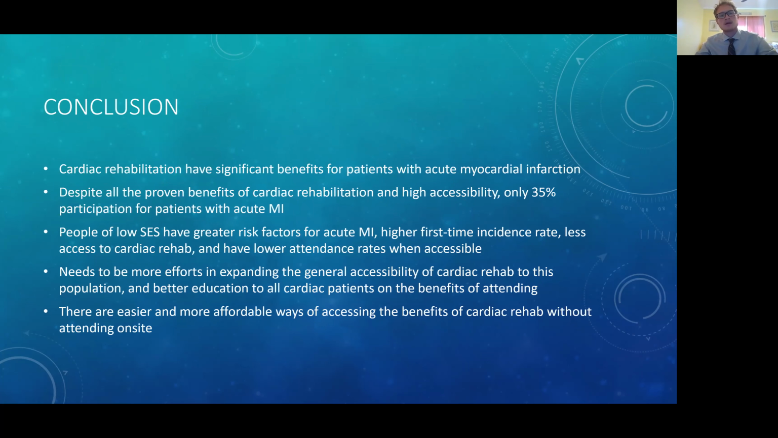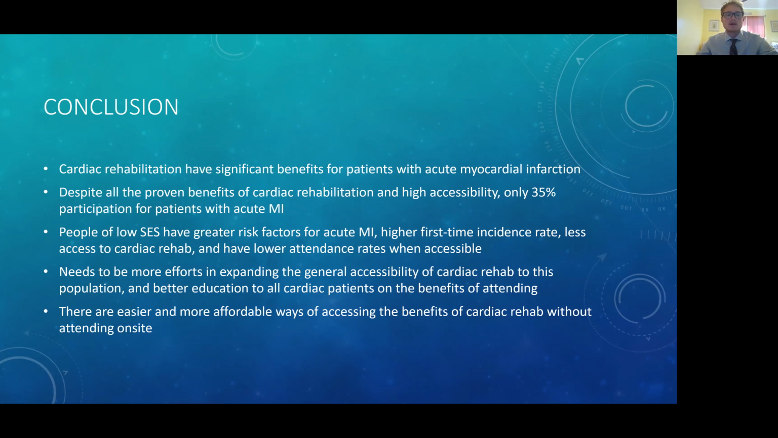So in conclusion, cardiac rehabilitation has significant benefits for patients of acute myocardial infarction, but despite the proven benefits of cardiac rehab, there's poor accessibility. There's only 35% participation in patients with acute MI. People of low socioeconomic status have greater risk factors for acute MI, higher first-time incidence rates, and less access to cardiac rehabilitation. And they also have lower attendance rates when accessible.